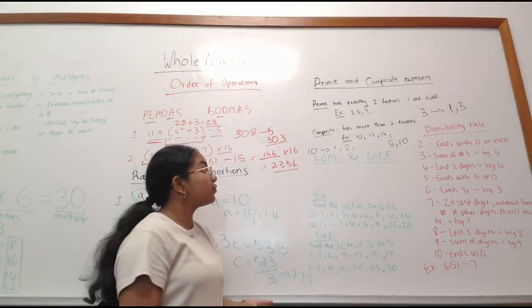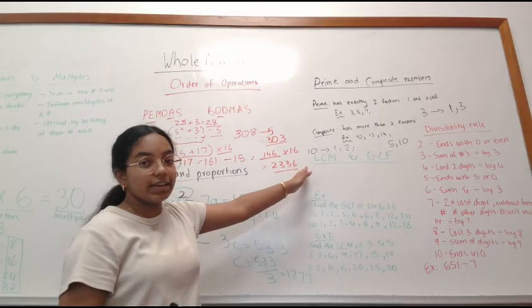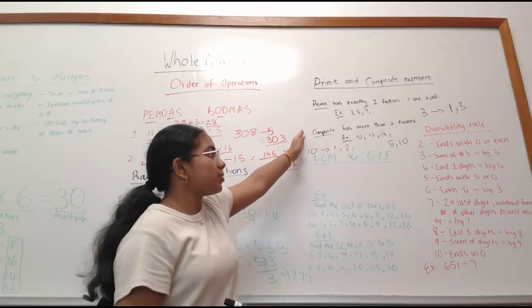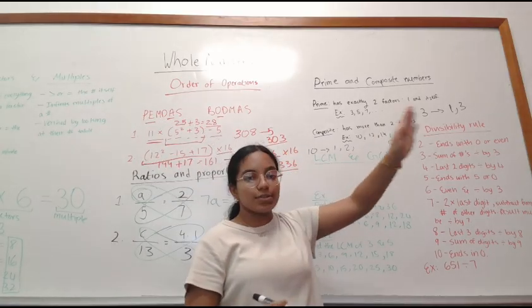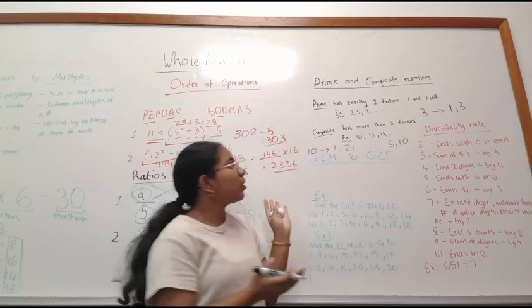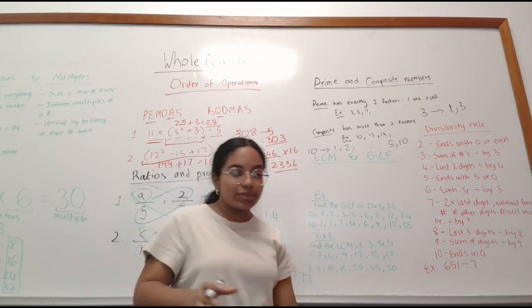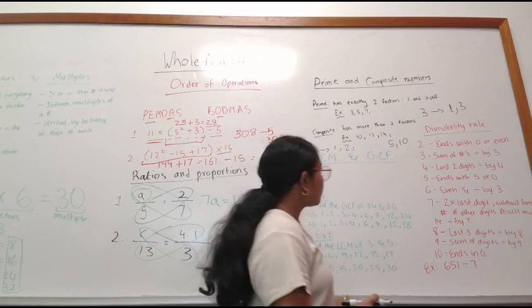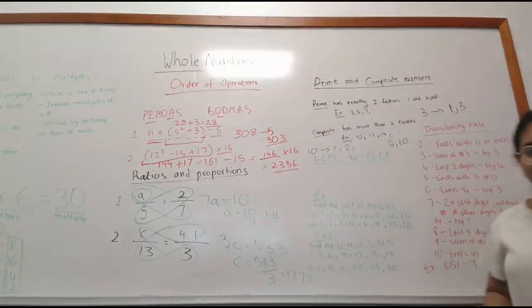Those are the factors for 10, and it's more than 2, right? That's why 10 is a composite number. Same for 12, 14, and so on. And that's it for prime and composite numbers. Yes, they're really, really easy. Now, let's take a look at the next topic.